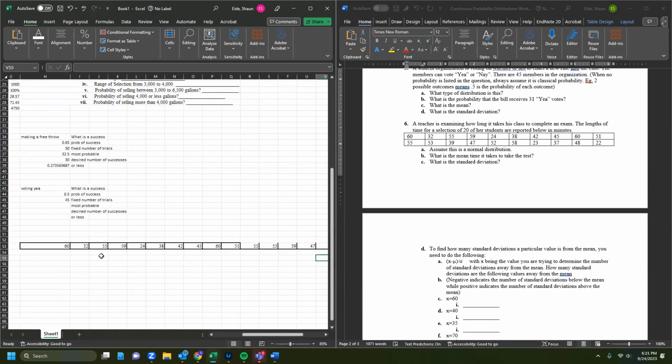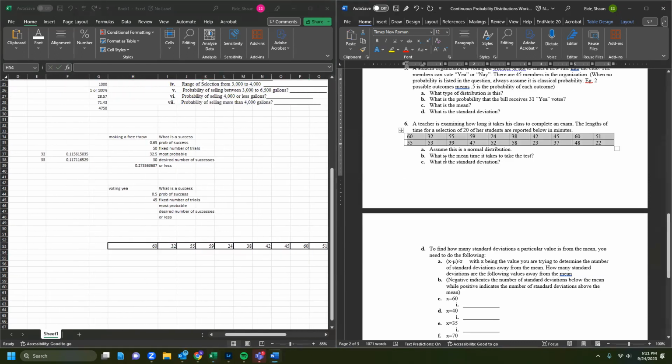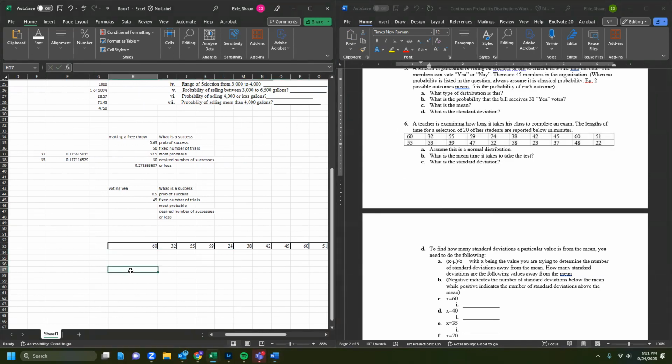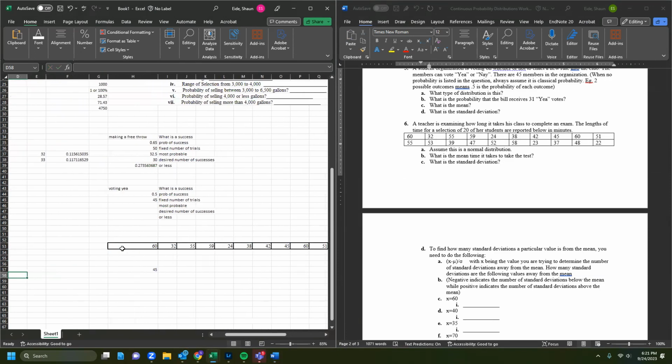So what I did is I copied it and I pasted it, and then I cut this bottom row and I put it over on the right-hand side. So what is the mean time it takes to take the test? So first, we're going to do equals average. Okay. 45. What is the standard deviation?